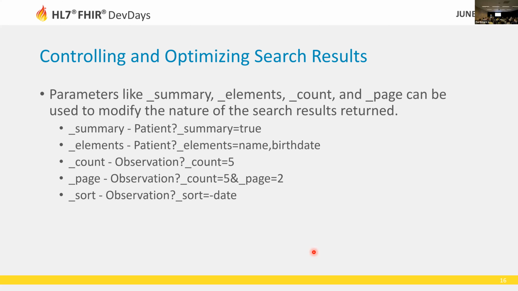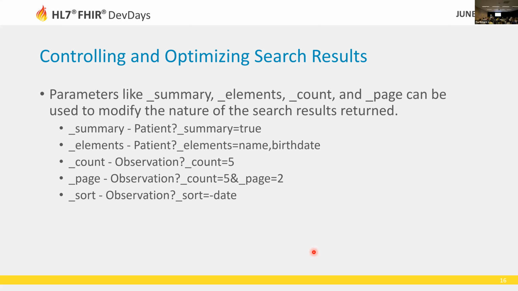If you do something like _summary equals true, this will return only a set of elements within that particular resource type. So let's say on the server, you have already configured that for the patient resource, I want to return name, birth date, and gender. So you already configured that. If you're returning patient and setting this flag to true, in the response, when you're returning your patient resource, it will only return name, birth date, and gender.